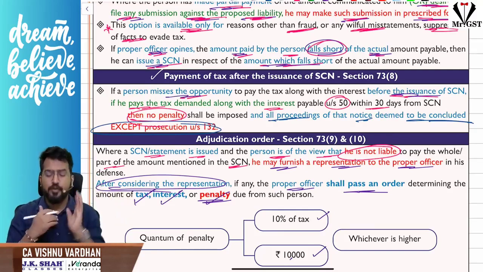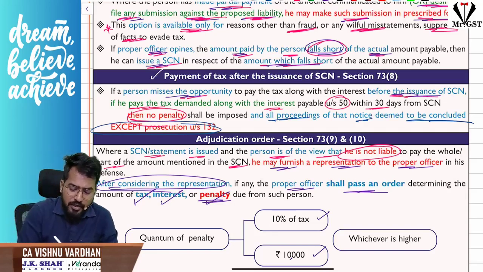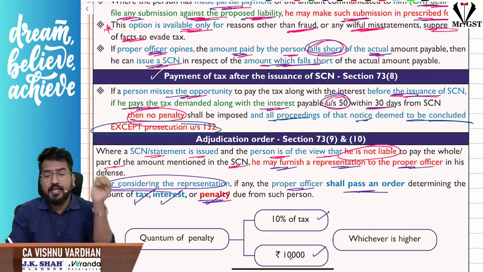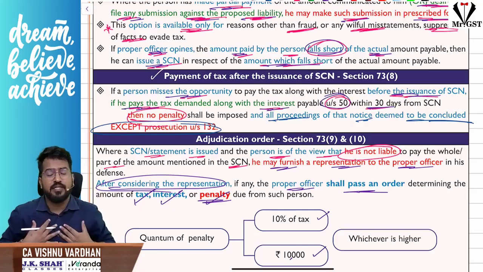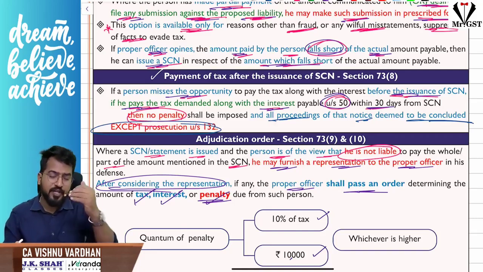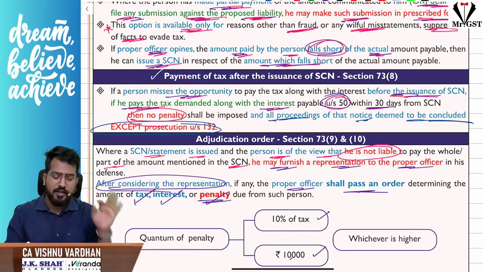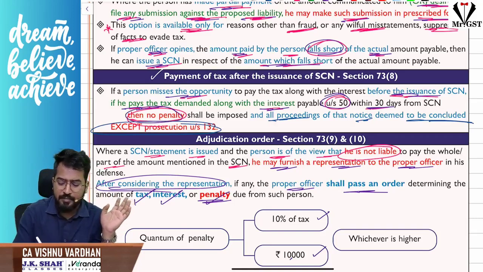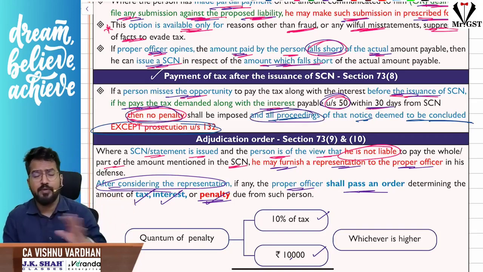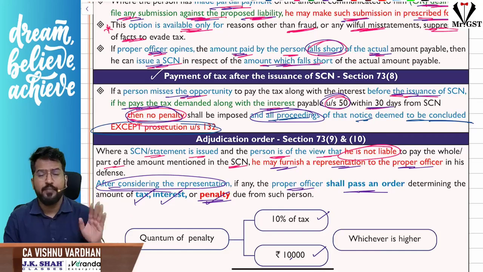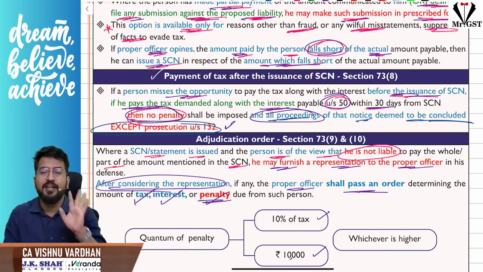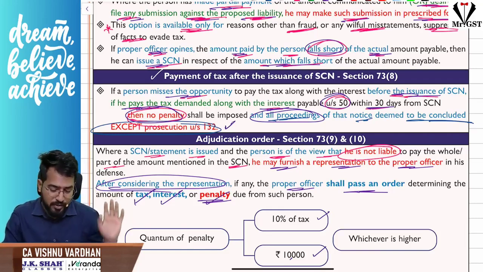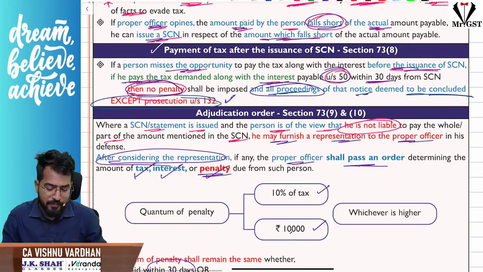But suppose you have missed out, the show cause notice has been issued, and you pay the tax demanded along with interest under section 50 within 30 days from the show cause notice. That means straight away after seeing the show cause notice, you are not giving any reply, you understand, yes sir, I am liable to pay this, and you pay that within 30 days, then all the proceedings and the penalties will be dropped. So no penalty will be imposed and no proceedings will be continued except prosecution under section 132. That means except sending you to jail, any other proceedings will get dropped. Okay, so that is the important thing there.